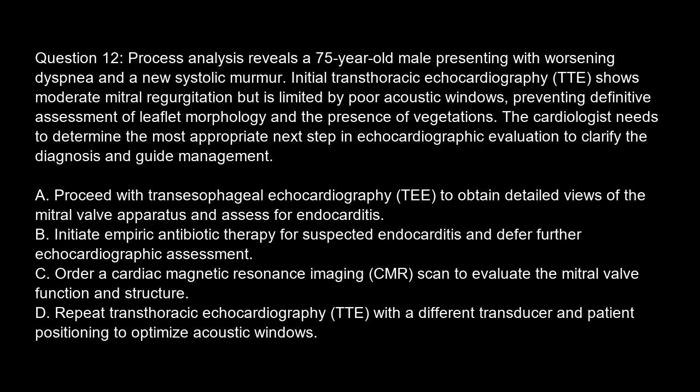Option A. Proceed with transesophageal echocardiography, TEE, to obtain detailed views of the mitral valve apparatus and assess for endocarditis. Option B. Initiate empiric antibiotic therapy for suspected endocarditis and defer further echocardiographic assessment. Option C. Order a cardiac magnetic resonance imaging (CMR) scan to evaluate the mitral valve function and structure. Option D. Repeat transthoracic echocardiography (TTE) with a different transducer and patient positioning to optimize acoustic windows.